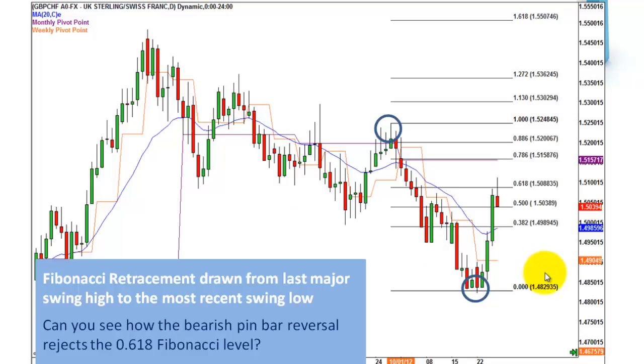You might think to yourself, so what? That's what I'm thinking. It just happens to be one reason to go short. We want to build up a case of multiple reasons to go short. So let's see if we've got a cluster and an overlapping Fibonacci level if we take it from a different point.